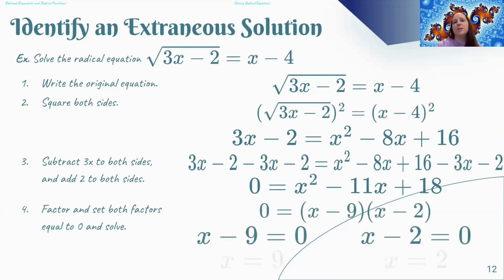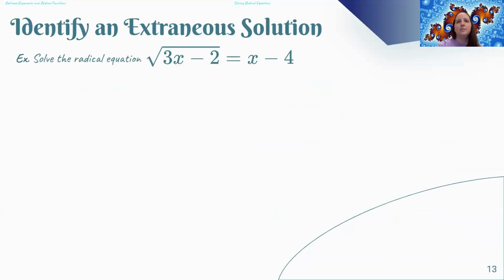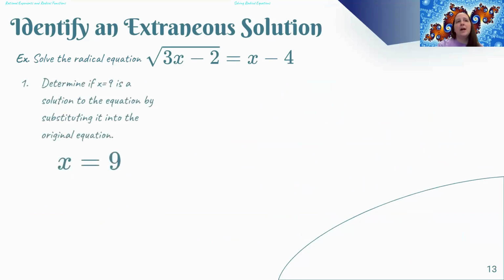So 0 equals x minus 9 times x minus 2. I set both of those factors equal to 0 and I solve. So I get x equals 9 and x equals 2. I want to always double check my solution to make sure that I don't have any extraneous solutions. So I go ahead and substitute x equals 9 into my equation and simplify. I want to make sure my left side equals my right side.